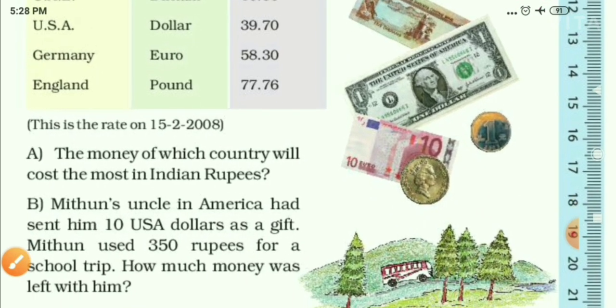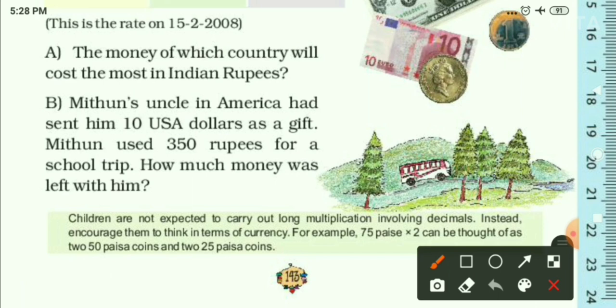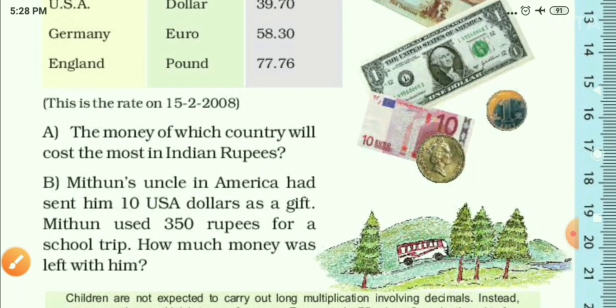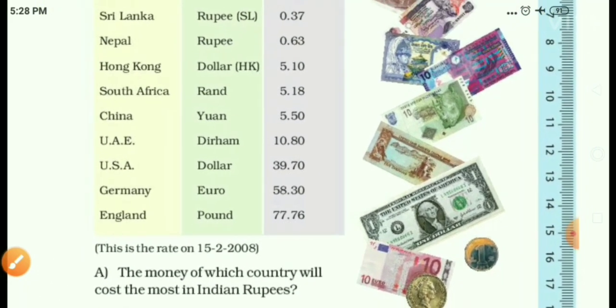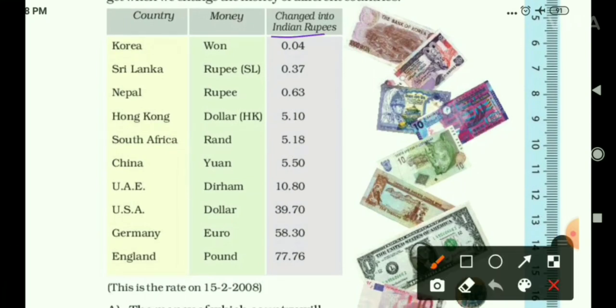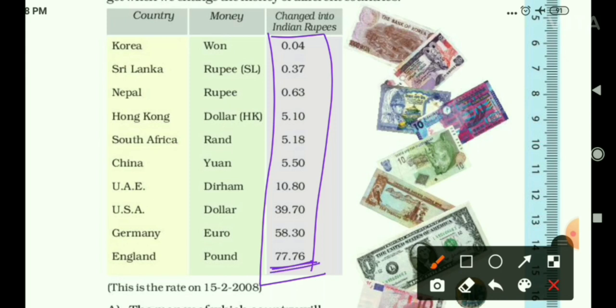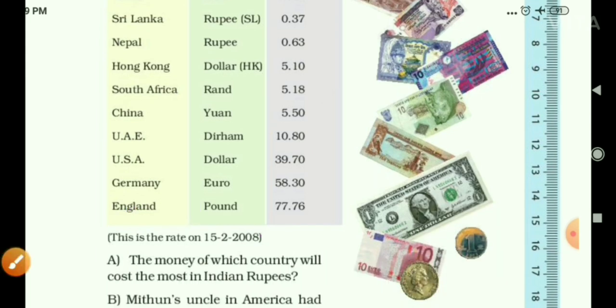Now come to some questions. Question A: the money of which country will cost the most in Indian rupees? According to this table, in the last column we have Indian rupees, and we can see 77.76 rupees we are getting as change, and it is from England, meaning 1 pound makes 77.76 rupees. So this is the highest.